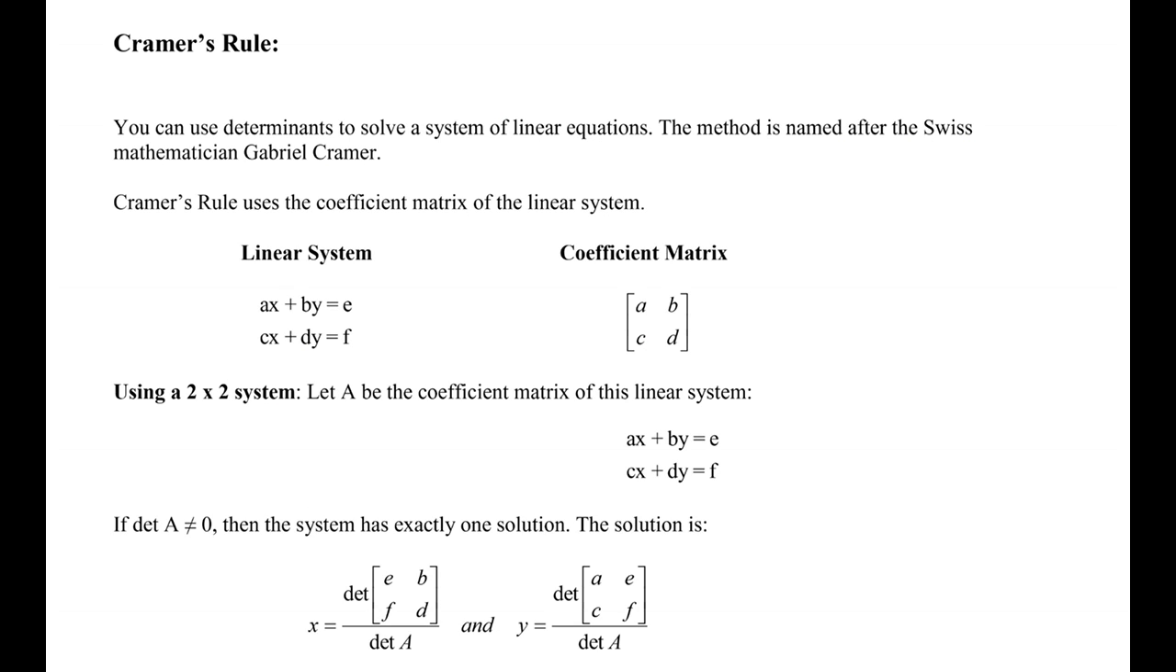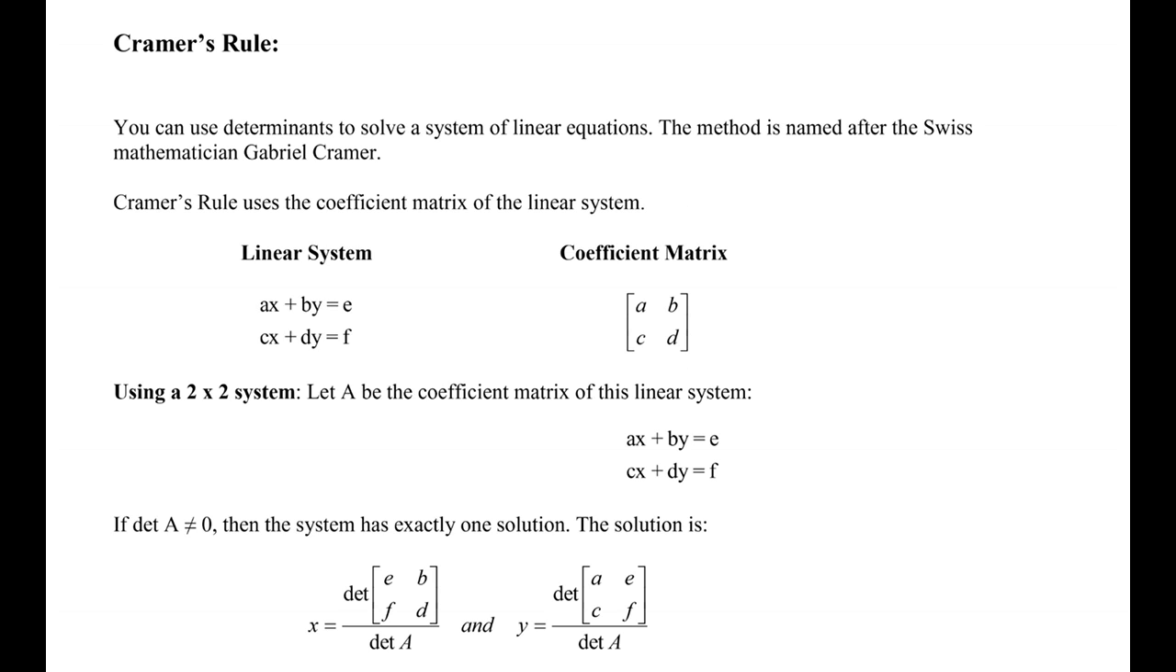The next thing we're going to be looking at is Cramer's rule. You can use determinants to solve a system of linear equations. This method is named after the Swiss mathematician Gabriel Cramer. Cramer's rule uses the coefficient matrix of the linear system. So this is made up of the coefficients in front of x and y in both equations.